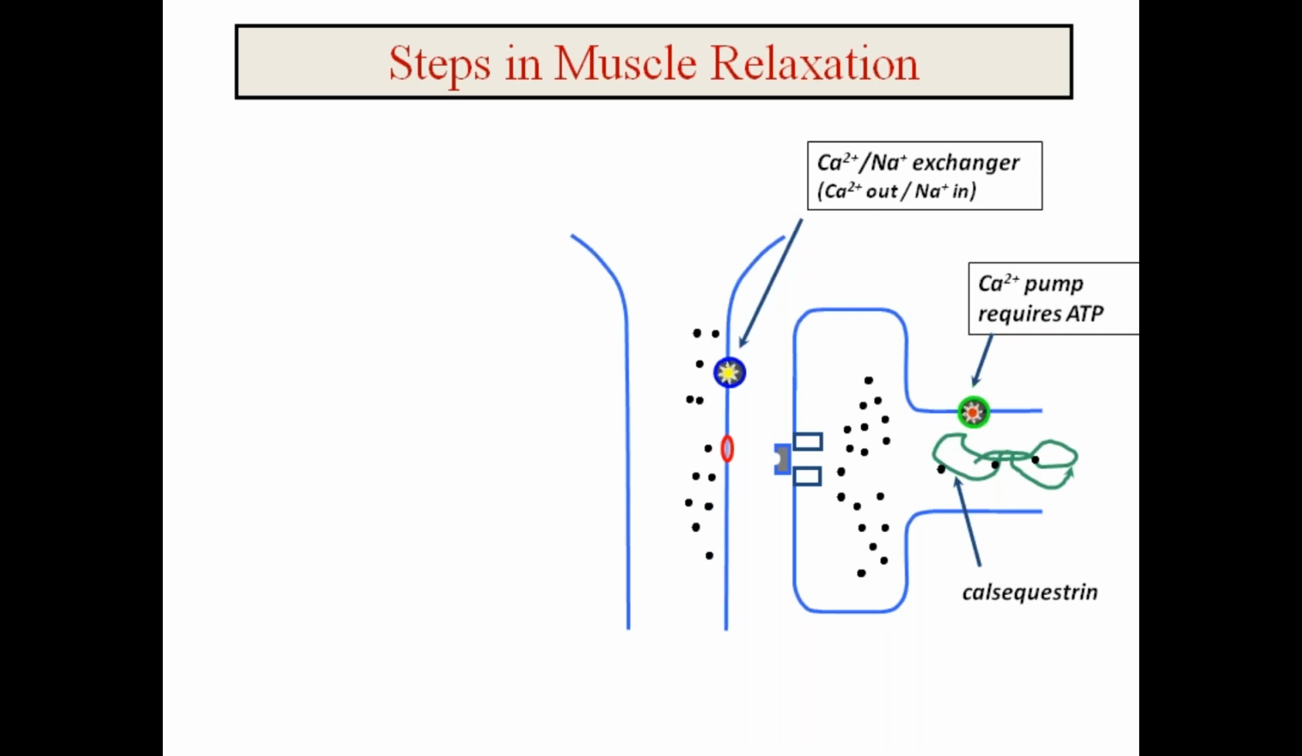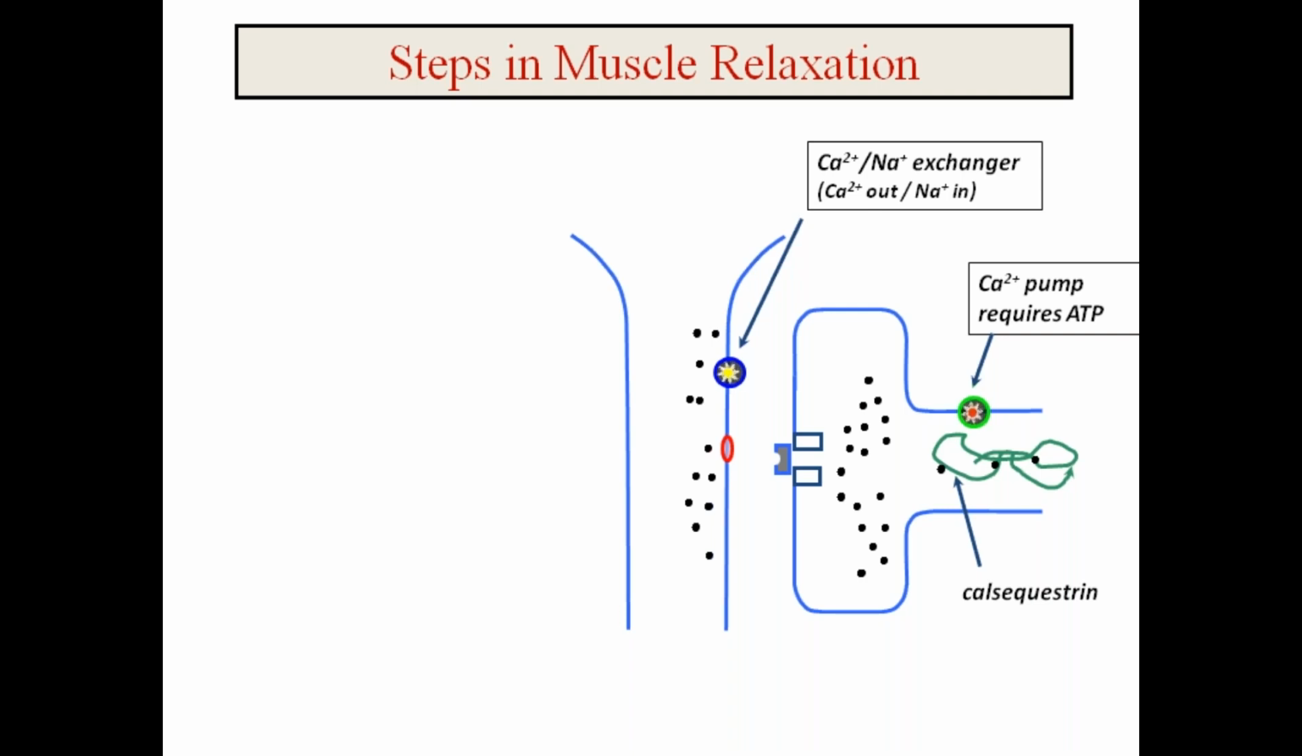So, for relaxation, you have two pumps. One is your calcium ATPase, just like in skeletal muscle, which is pumping calcium back from the sarcoplasm into the terminal cisternae or sarcoplasmic reticulum. Now the calcium which came from the outside is pumped to the outside through another pump which we call the sodium calcium exchanger. Got it? It is an antiporter.